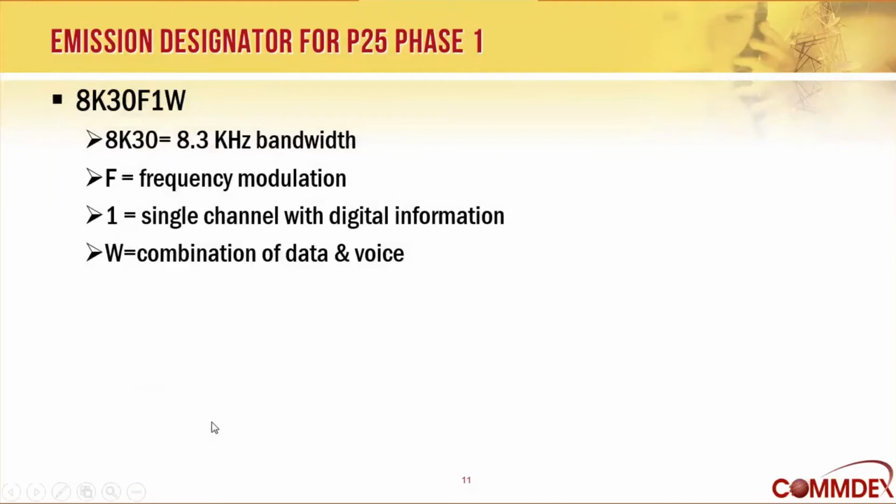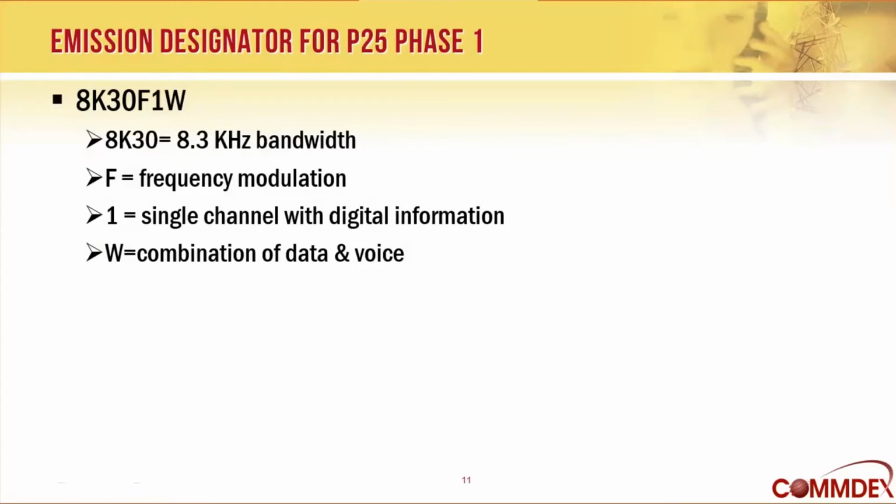In P25 phase 1, the radios can actually do several types of emission, but the actual voice component of P25 phase 1 we might typically see as 8K30 F1W. 8K30 means it has an emission bandwidth of 8.3 kilohertz.